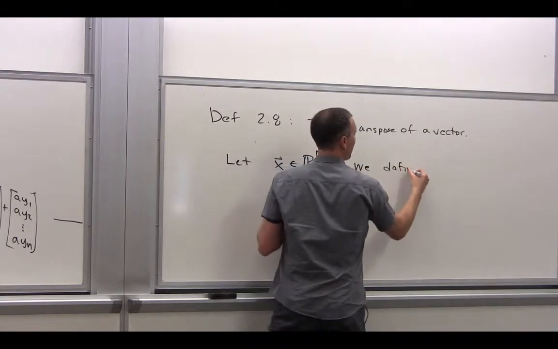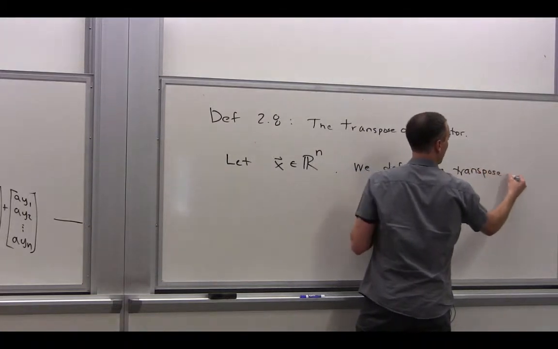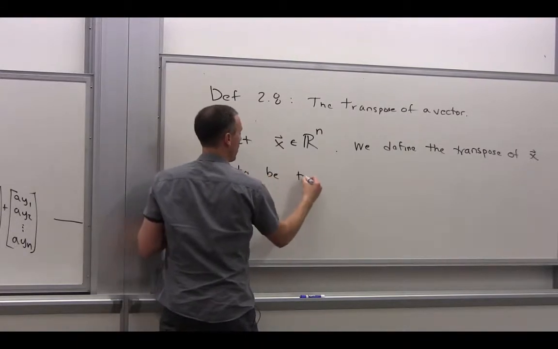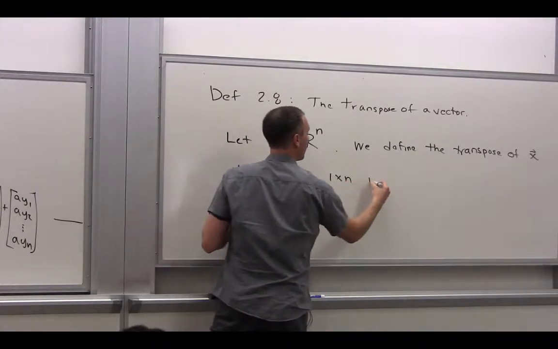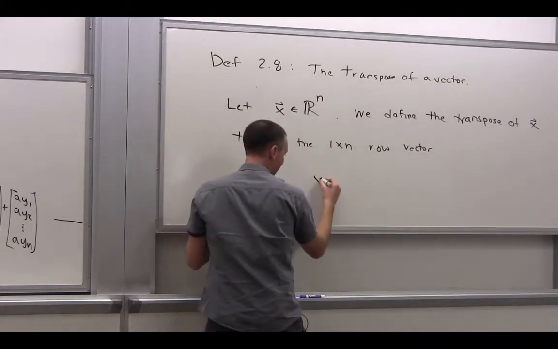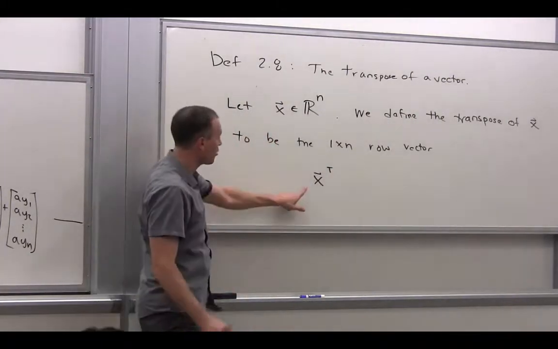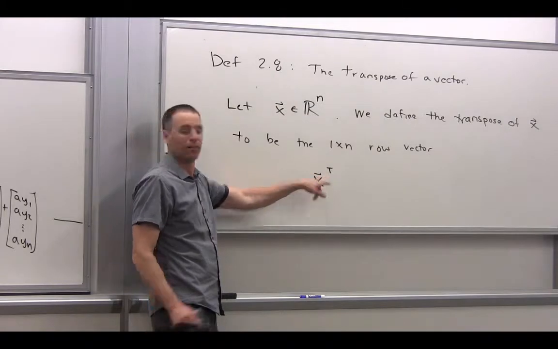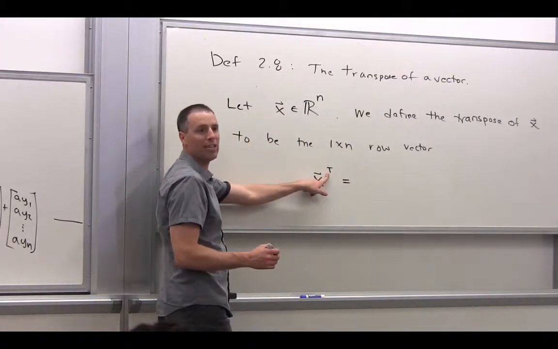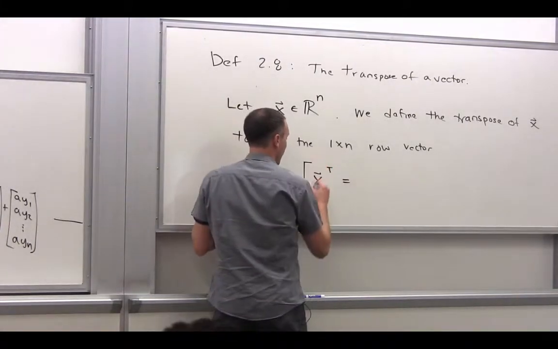We define the transpose of x to be the 1 by n row vector x transpose. This is not read x to the t. This is not x raised to the exponent of t. This whole thing is read as x transpose.